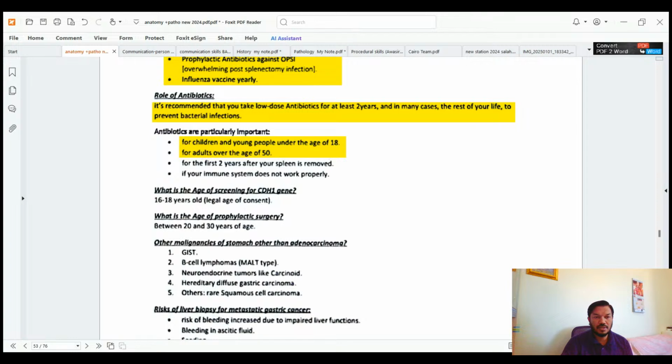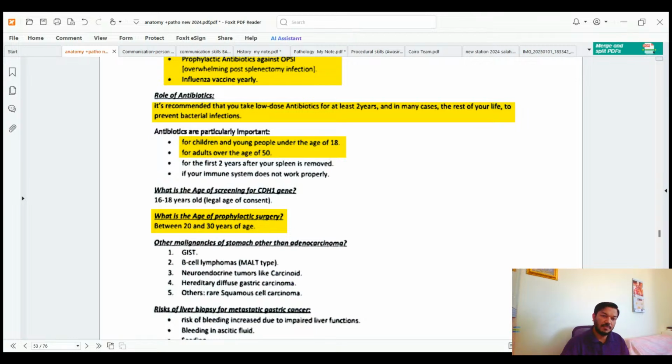What is the age of screening? It is 16 to 18 years of age. What is the age of prophylactic surgery? Prophylactic surgery age is 20 to 30 years. Any prophylactic surgery, 20 to 30 years. And age of screening for CDH1, 16 to 18.